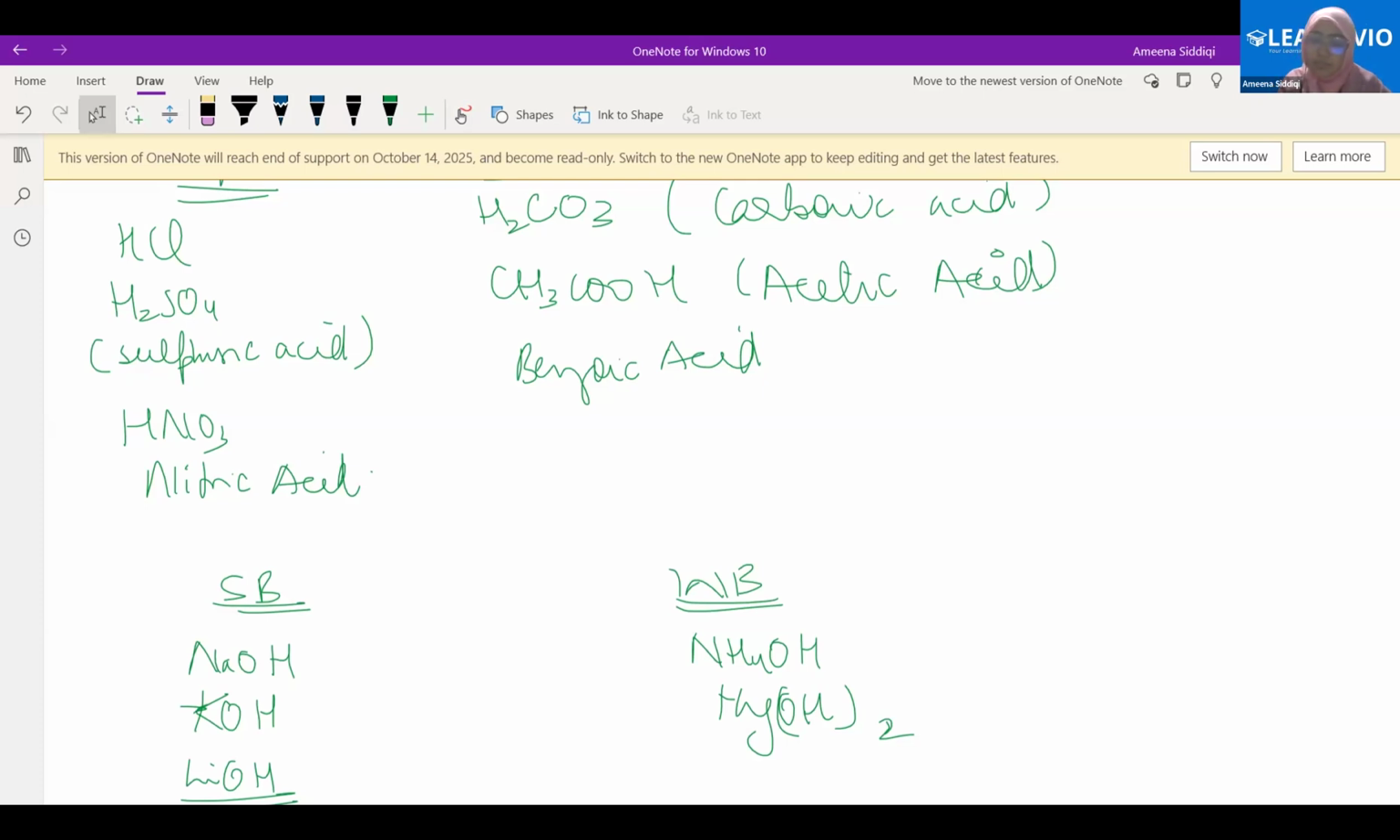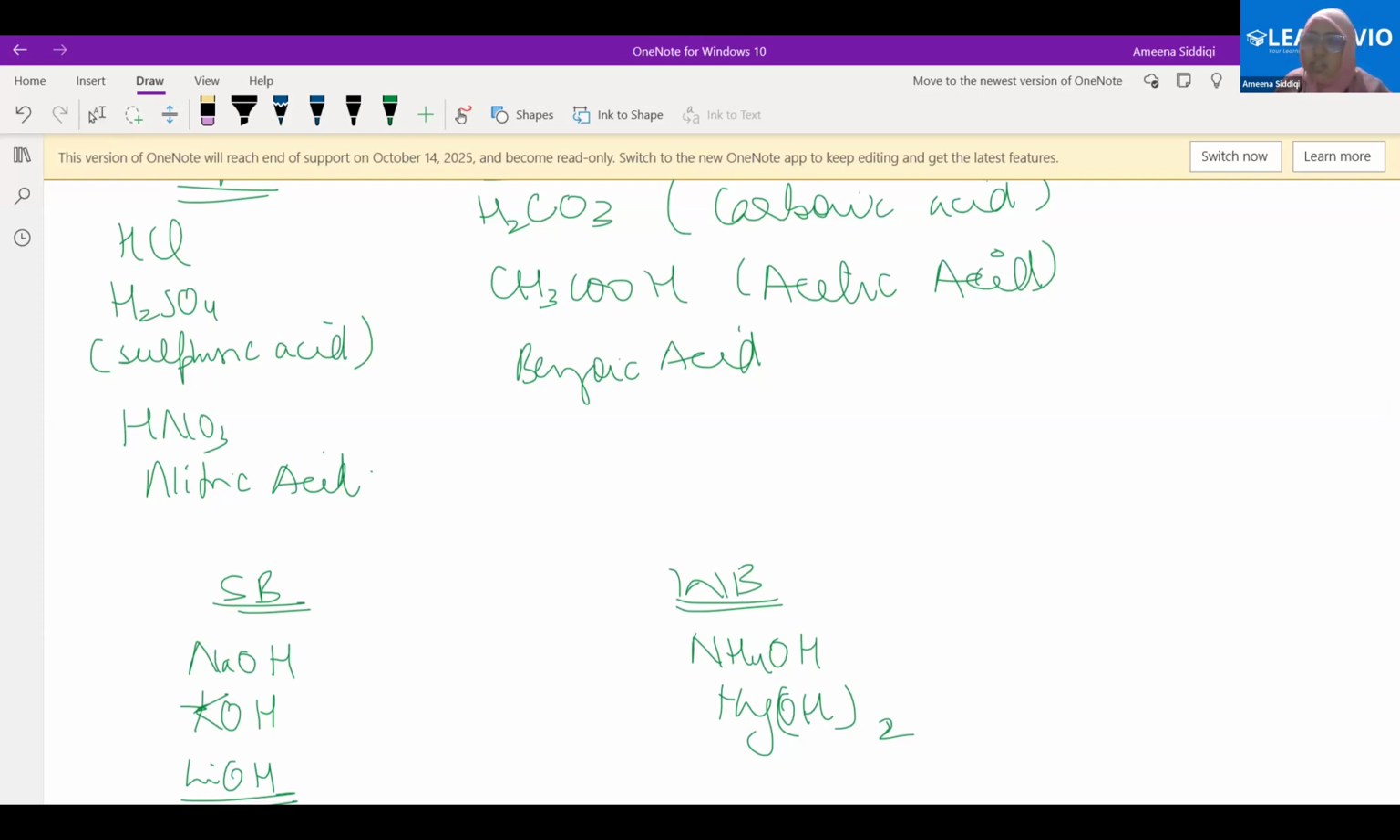Then, children, just let me know: will the litmus paper change from red to blue or blue to red? It will change from red to blue. Okay, red to blue, I take your answer. Fine. Any other answer? Arfa, Afshin, any other answer?